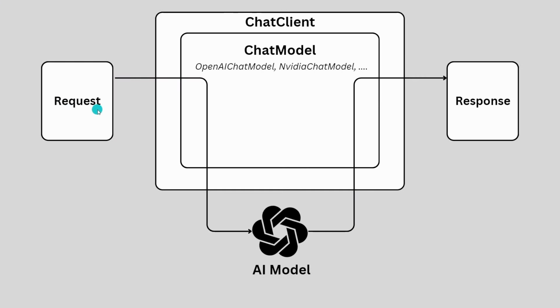So we give a question to ChatClient. ChatClient uses chat model to send a request to the AI model. The AI model processes it and sends the response back through chat model. Then ChatClient delivers the response to us. Okay, that's it for the first integration. See you in the next video.